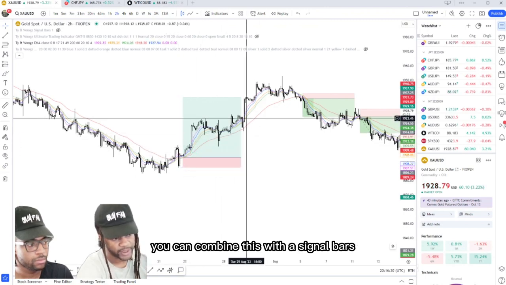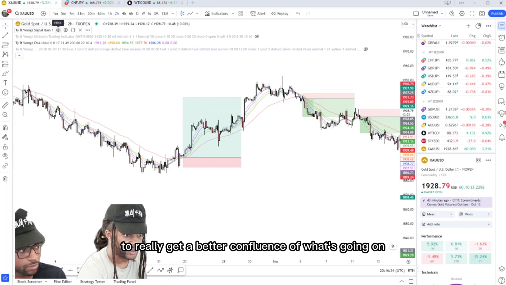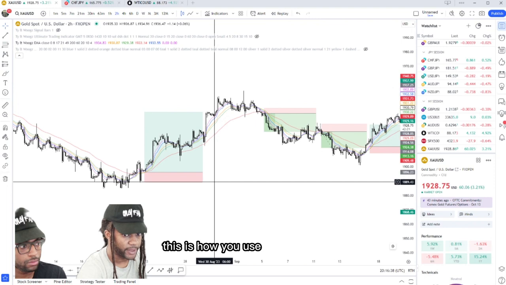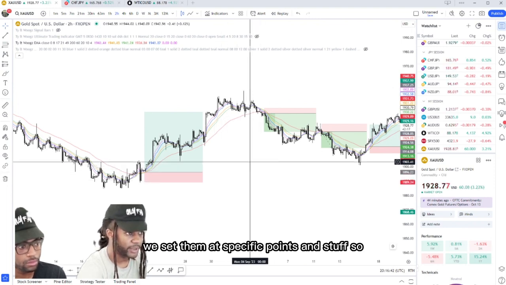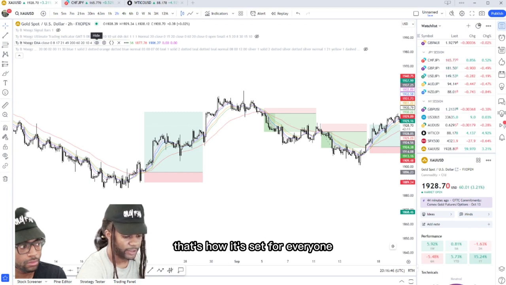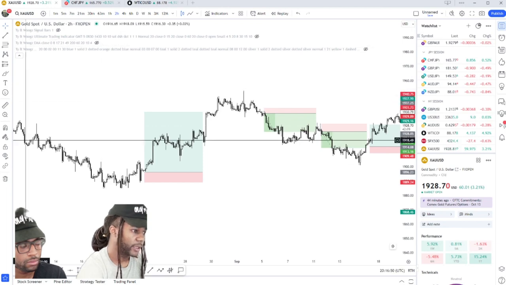You can combine this with the signal bars and stuff like that to really get a better confluence of what's going on. And it's going to take your trading to the next level. But this is how you use our EMAs, and we set them at specific points. So the exact way we use them, that's how it's set for everyone, so you guys don't have to do any guessing.